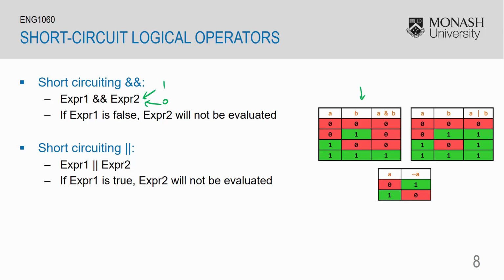Likewise, with short-circuiting OR operators, if we have expression 1 or expression 2, and expression 1 is found to be true, then expression 2 will not be evaluated. It doesn't matter whether expression 2 is true or false, the result of expression 1 or expression 2 will always be true. This is because if one of the expressions is true, then the result of the OR operator will always be true, and you can see this from the truth table.